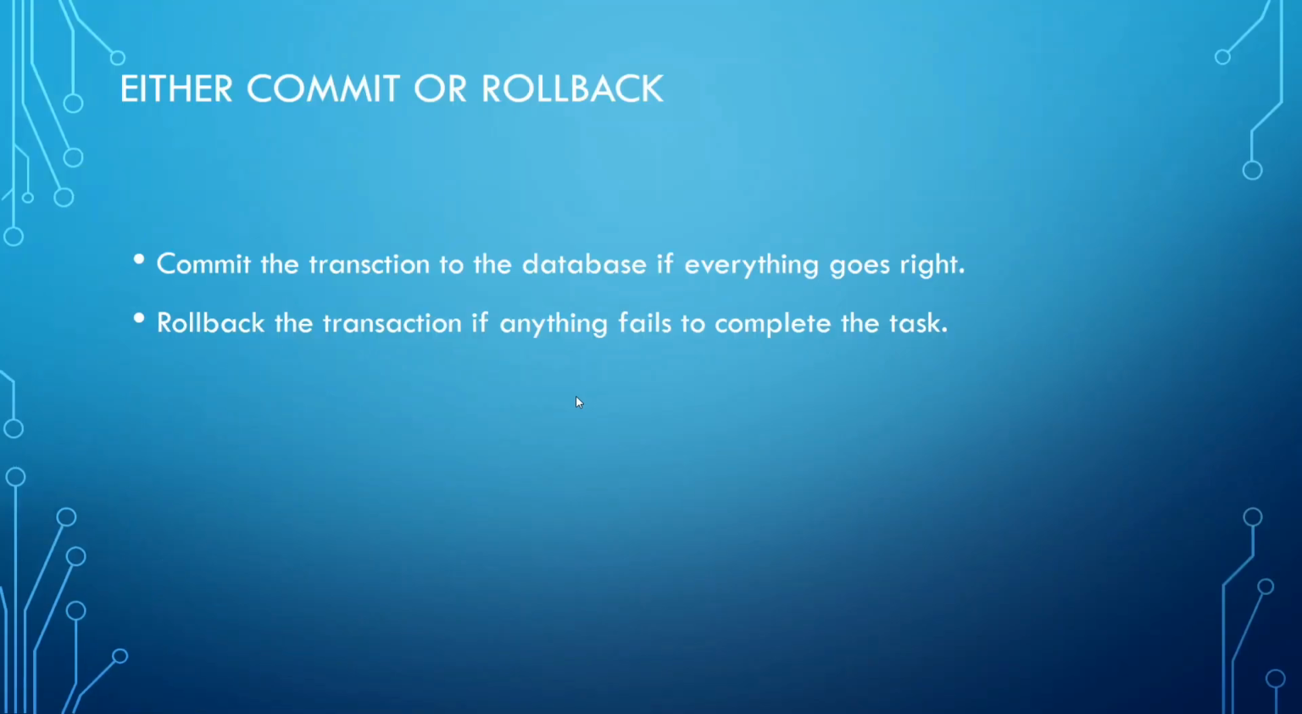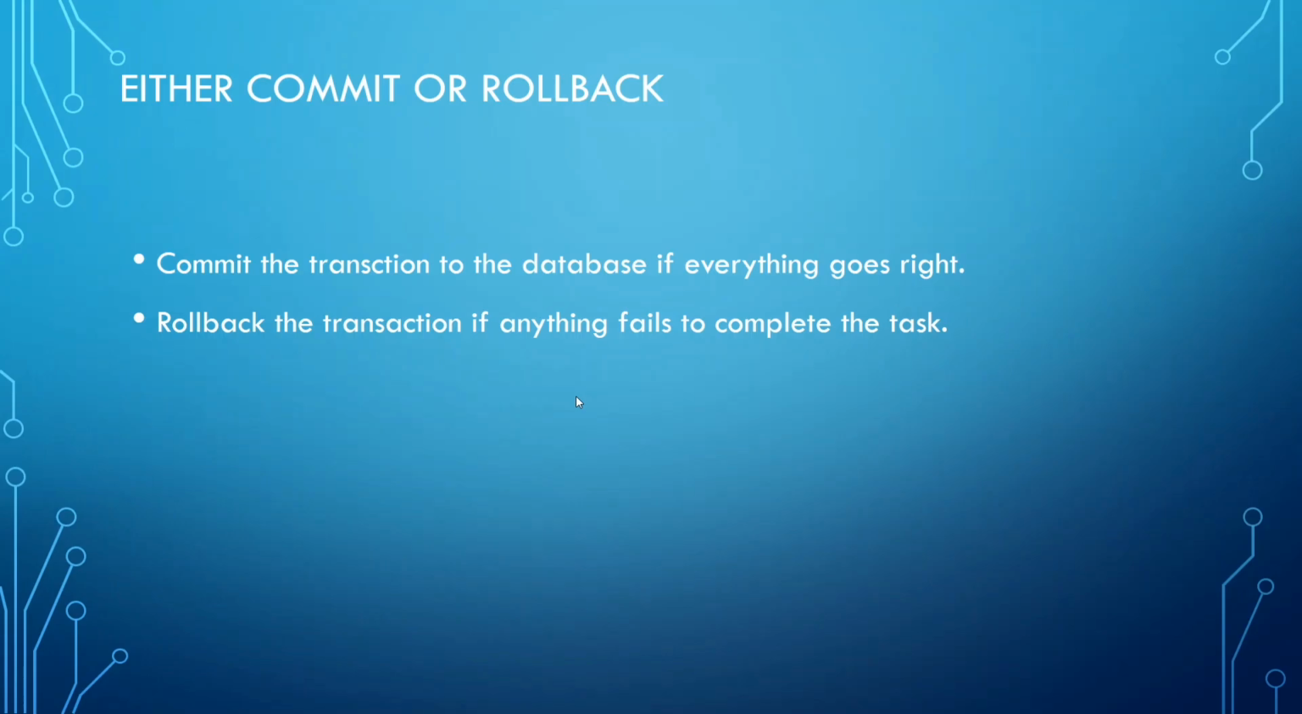So what is either commit or rollback? Commit commits the transaction to the database if everything goes right. Okay, if anything happens or any issue occurs during the transaction or during booking of anything, then roll back the transaction. Okay, so that's what either commit or rollback means.